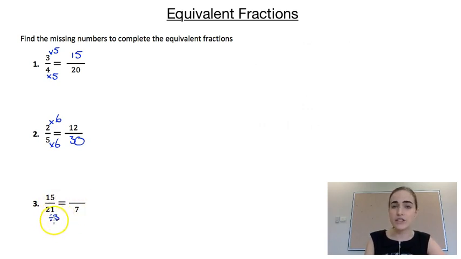So if we've divided the denominator by 3, we have to divide the top by 3, the numerator by 3 as well. And 15 divided by 3 will give us 5. So 15 over 21 is equivalent to 5 over 7. So that's having a look at equivalent fractions.